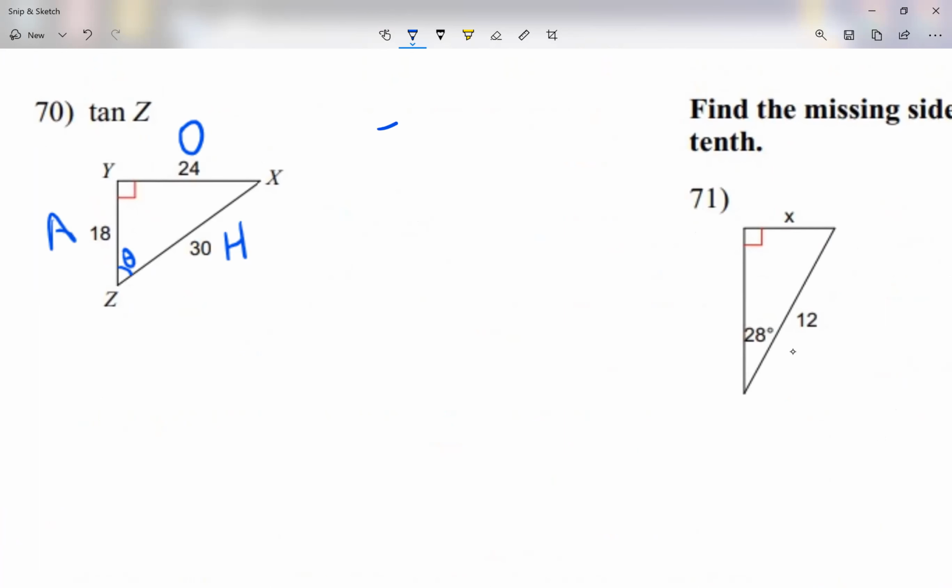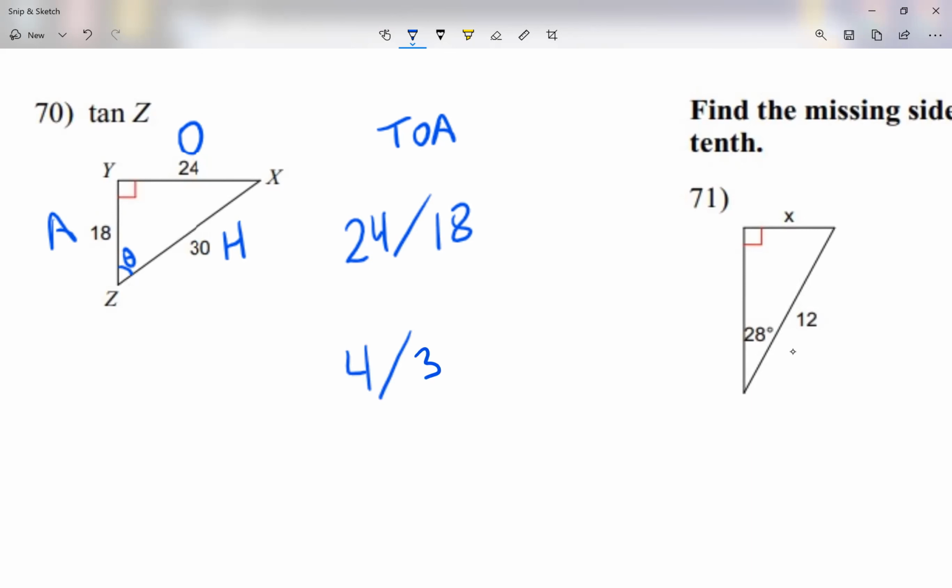For tangent, I gave you guys the acronym TOA, which stands for tangent is opposite over adjacent. So I'm going to go 24 over 18. Now, on this one, my numbers I can simplify, right? I could divide each by 6. So let me divide each by 6. So my answer will be 4 over 3. All right, not too bad.